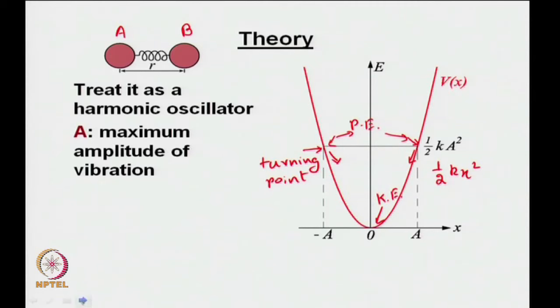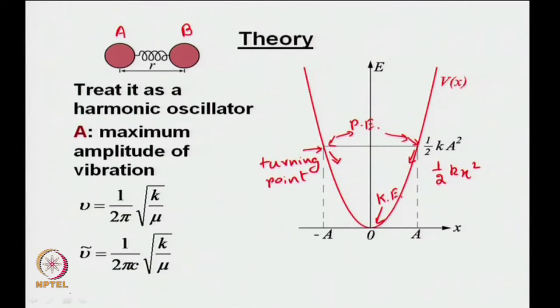Now, this is a very important characteristic parameter, which is known as the vibrational frequency, that is nu. Nu is given by 1 by 2 pi root over k by mu, where k, if you remember, is referred to as the force constant and mu is referred to as the reduced mass.